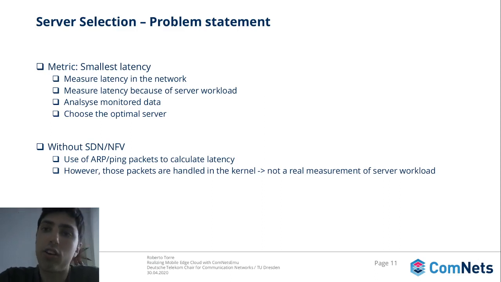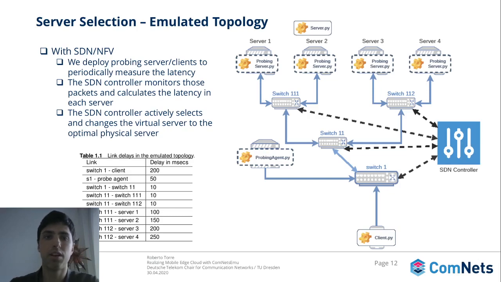What would happen if we are not using SDN? Well, if we are not using SDN, what we can use to measure the latency is ARP or ping packets. However, the problem with these packets is that they are handled in the kernel. So they will never go to the user space, and we will never see the real workload of our servers. So it's not really a valid assumption.